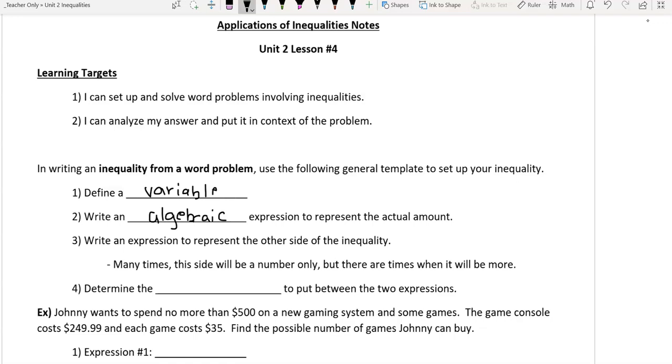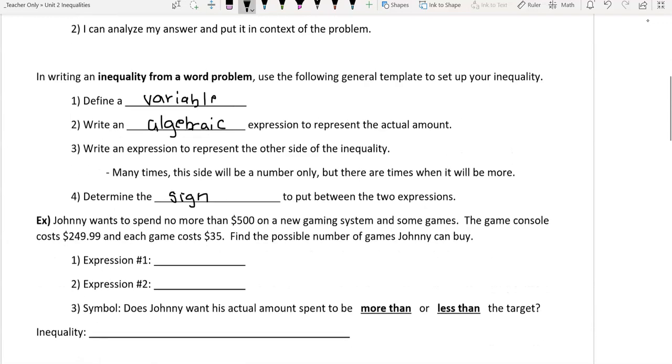So many times this is just going to be a number because it's going to be like your total, where the second one's going to be more of like the algebra, so 3x plus 20, depending on what your situation is. And then the last one is just to put a sign in between the two expressions. So you just have to be careful, and we'll go through how to pick your sign, okay? So we're just going to hop into it.